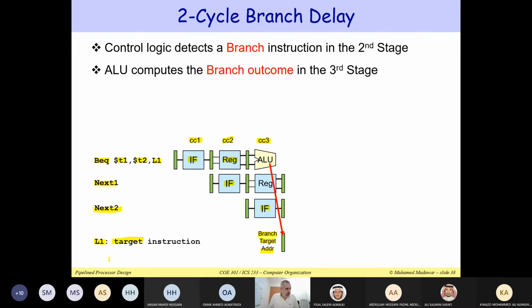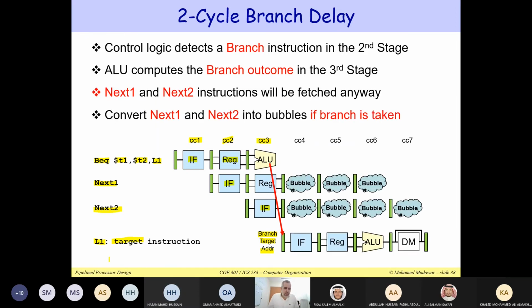If we allow next 1 and next 2 to be in the pipeline, then these might update some registers or store into memory, so this will create a problem. What shall we do? We insert stalls. We convert them into bubbles. All we have to do is convert next 1 and next 2 into bubbles, and therefore the pipeline will work correctly, producing correct results. It is going to eliminate next 1 and next 2 from the pipeline.